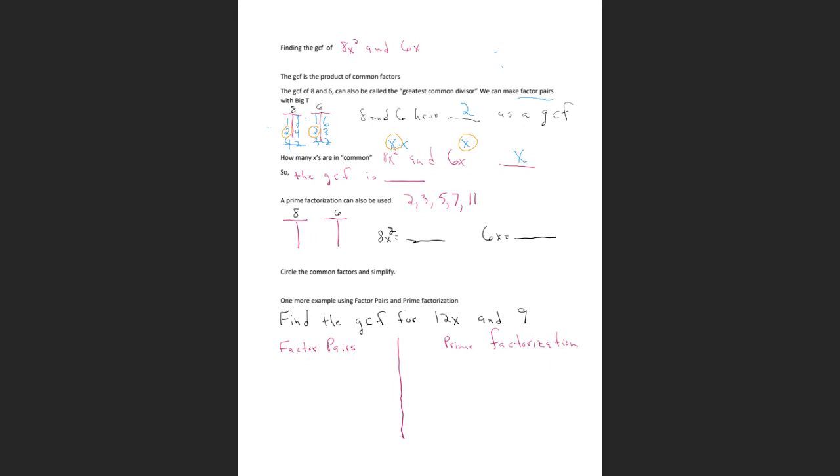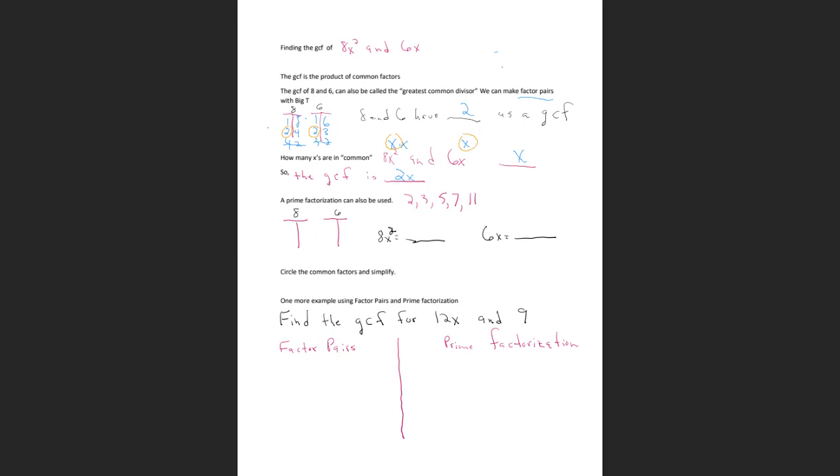So it's got to be in common, and they only have 1x in common. Because sometimes this word greatest throws people off, but it's got to be common as well. So the GCF basically means we put these two together. So the 2 and x come together, and my GCF would actually be just 2x, or 2 times x, if you will.